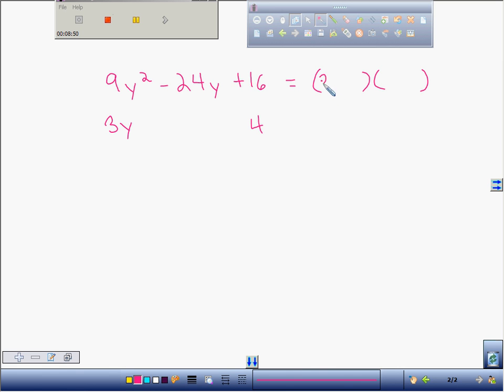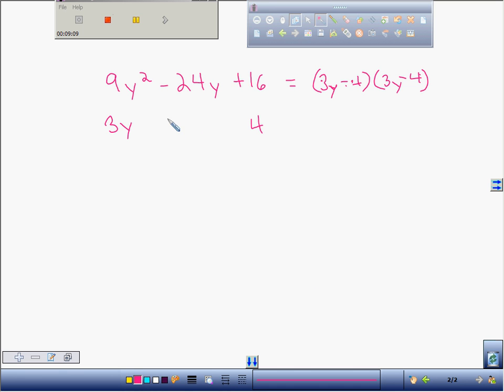3y. And what goes here? 3y. Easy. No, 4. 4, right? And what goes in between them? A plus sign or a minus sign? A minus and a minus, right?